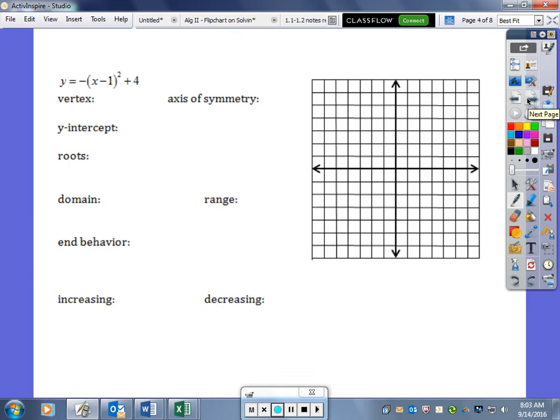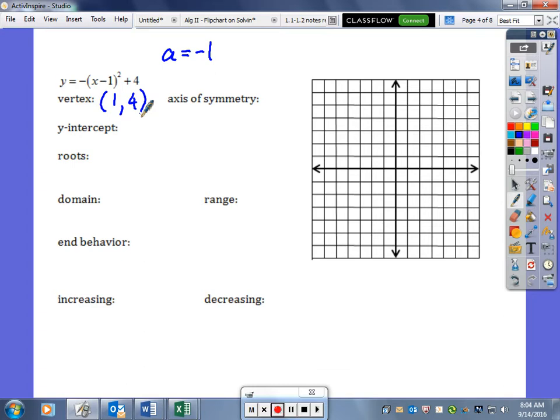Y is equal to negative of (x minus 1) squared plus 4. First off, the negative already indicates to us that A is going to be negative 1. And that means two things. It means that our parabola is going to be flipped downwards because of the negative sign. But in terms of dilation, it's going to have the same shape as the parent function. Our vertex is going to be at (1, 4).